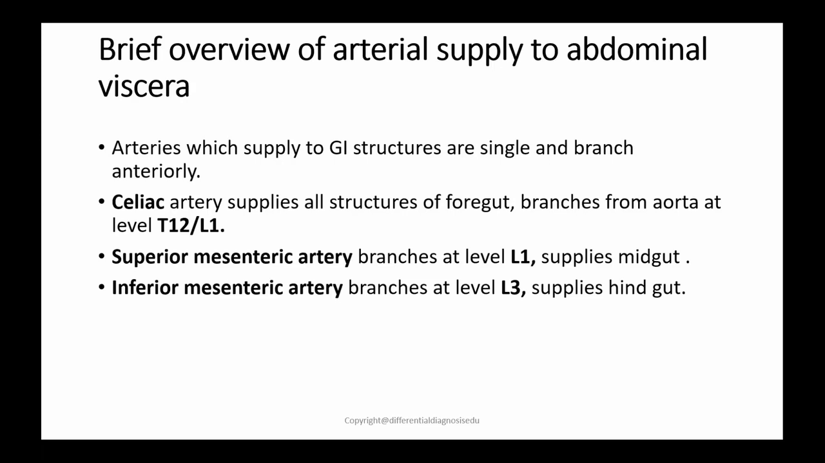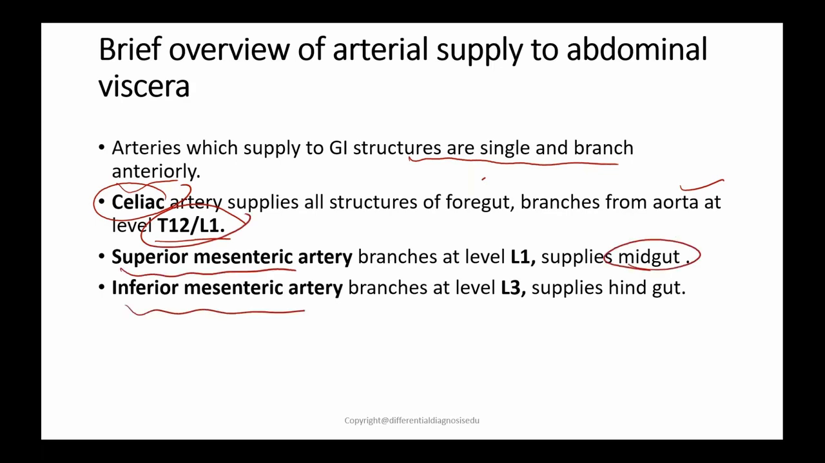So arteries which supply the GI structures are either single or they are branched anteriorly. So the three main arteries of the abdominal aorta are the celiac artery, which supplies the structures of the foregut, branching from the aorta at T12-L1; the superior mesenteric artery, which supplies the midgut; and the inferior mesenteric artery, which supplies the hindgut. You don't have to remember at which level they bifurcate.